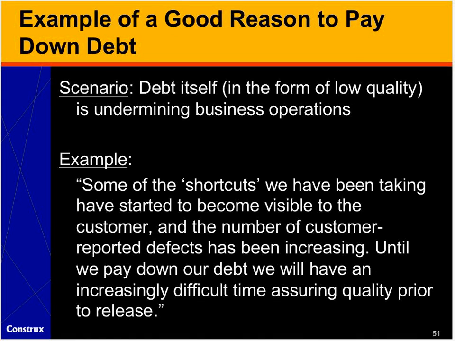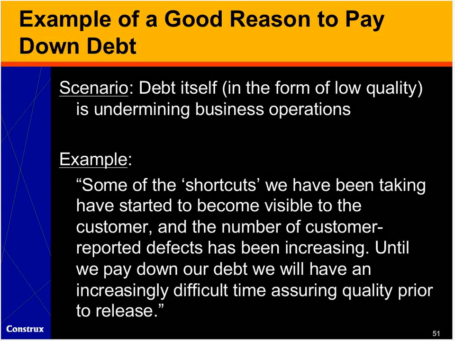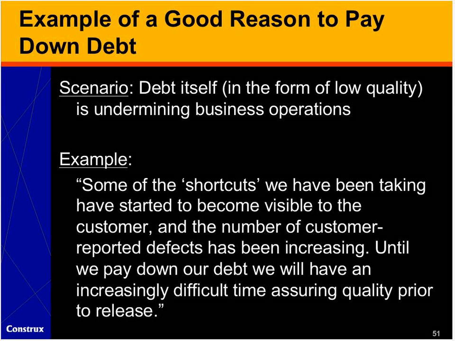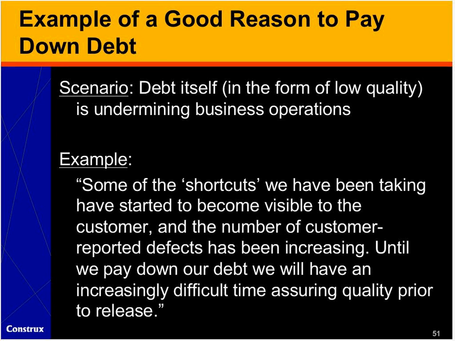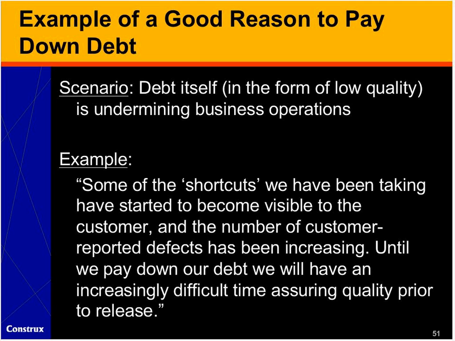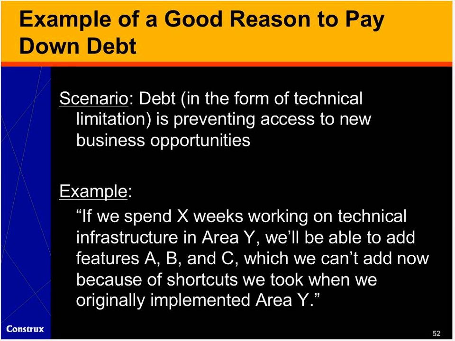Another good reason, debt itself in the form of low quality is undermining business operations. So the example might be something like, some of the, quote, shortcuts we've been taking have started to become visible to the customer, and the number of customer-reported defects has been increasing. And unless we pay down our debt, we will have an increasingly difficult time assuring quality prior to release. Again, this is talking to the business in terms the business understands, basically quality. That can be compelling to the business.